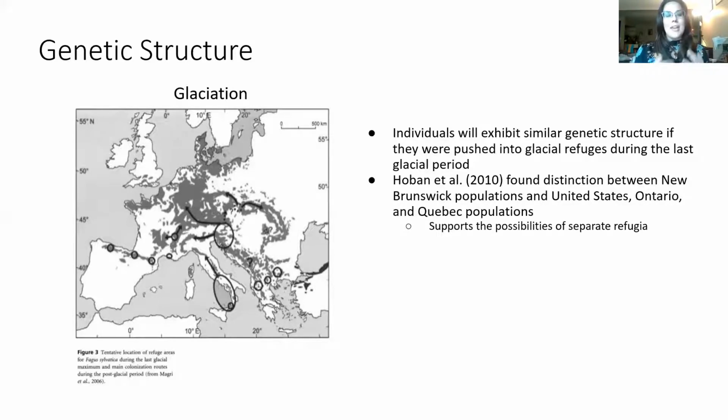And this was exhibited in Hoban et al. 2010, which found that New Brunswick populations were really differentiated from United States, Ontario, and Quebec populations. So even though New Brunswick populations may be closer to Quebec or Ontario populations, those Quebec and Ontario populations showed the most genetic similarity with United States populations that are more currently distant from them. And so this suggests that the New Brunswick populations were separated into a separate glacial refugia during the last glacial period from all of the other individuals.